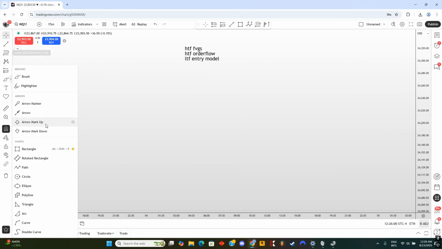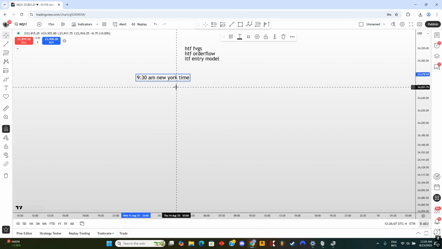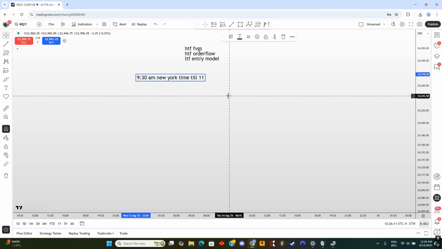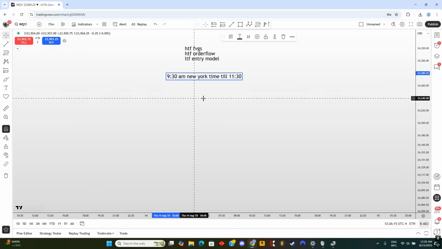So my timing window, right? So when do I trade? So I only trade after 9:30 a.m. New York time. This is my trading window, and till 11:30. So I have to look for my trades within this period.